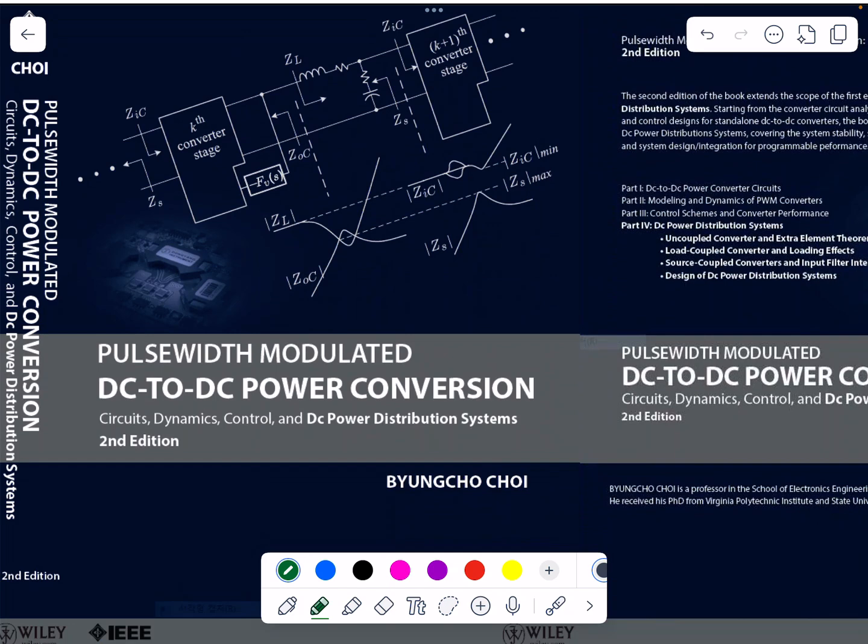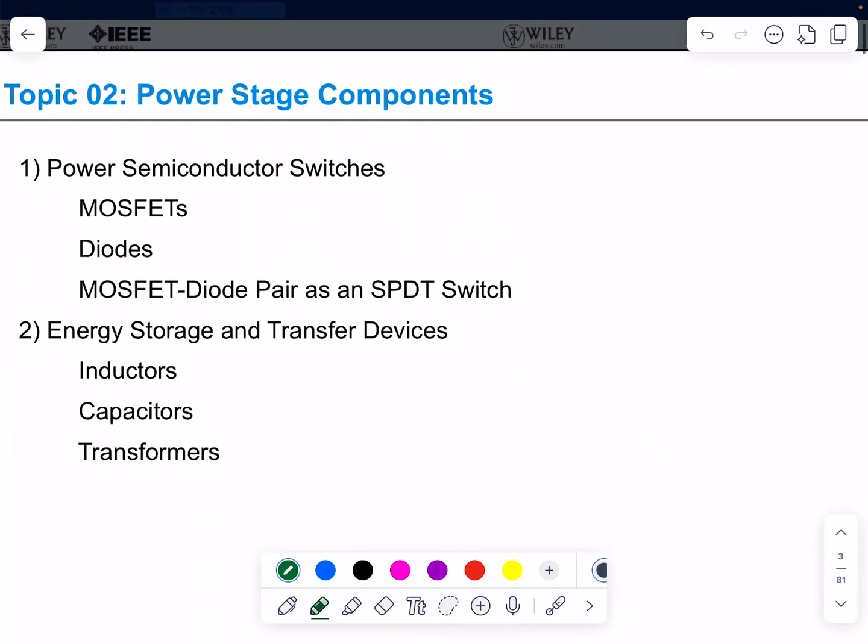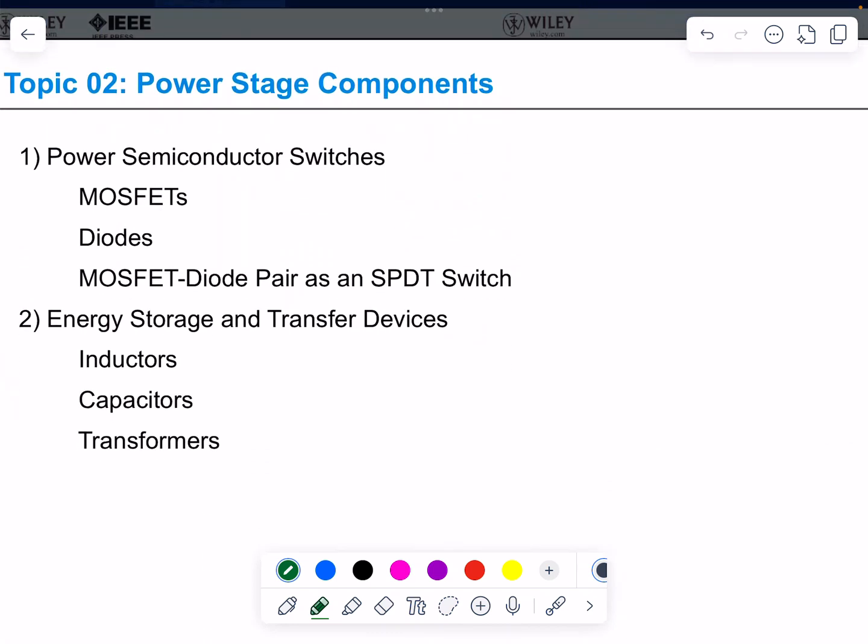For your information, the content of this topic number 2 is taken from chapter 2 of this book. Topic number 2 first deals with power semiconductors, including MOSFET, diode, and more importantly, the SPDT switch implemented with the MOSFET diode pair. Some details about the SPDT switch will be explained in the next slide. The second part of this topic covers the energy storage and transfer devices: inductors, capacitors, and transformers.